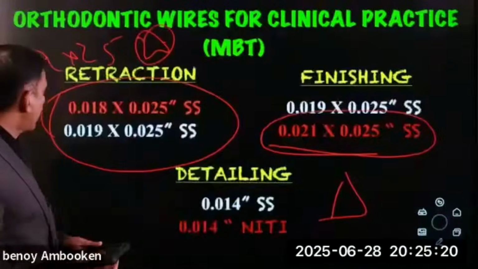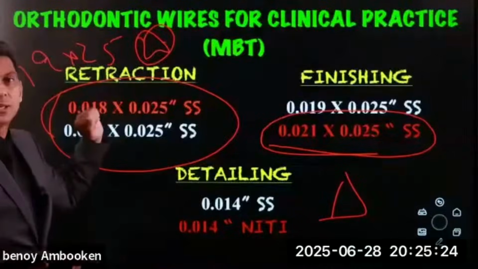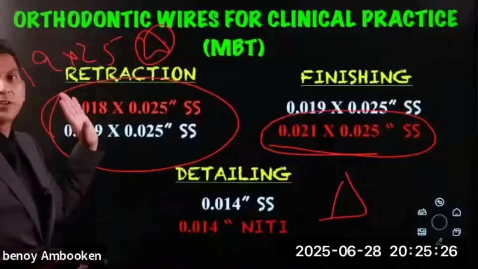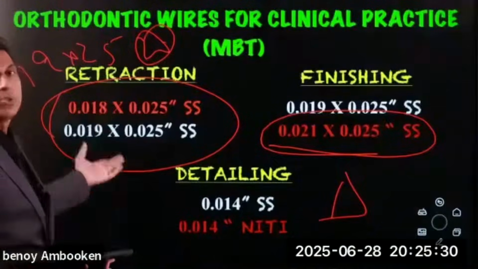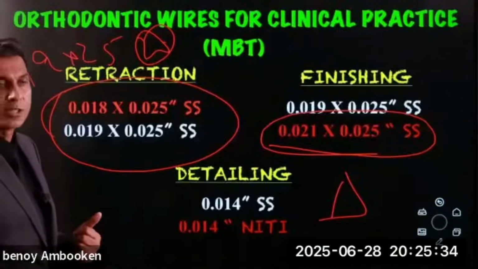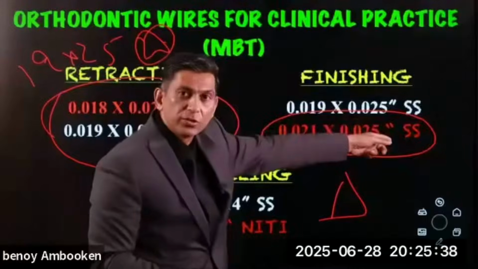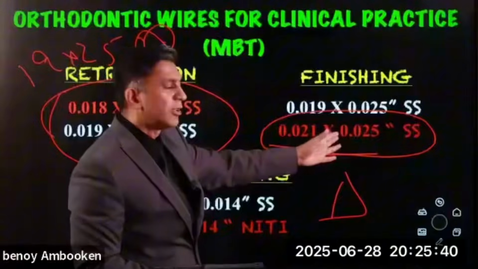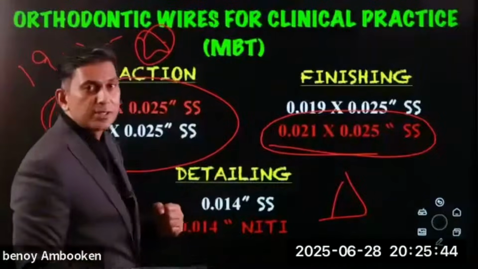In the retraction, you are given two wires, either 19x25 stainless steel or 18x25 stainless steel. Best wire is 19x25 stainless steel. But in severe proclination cases, I sometimes use 18x25 stainless steel because here we get a lot of bimaxillary proclination cases. And your finishing wire, I usually place 19x25 stainless steel. Textbooks will tell 21x25, but commonly for us, I finish it in 19x25 stainless steel.